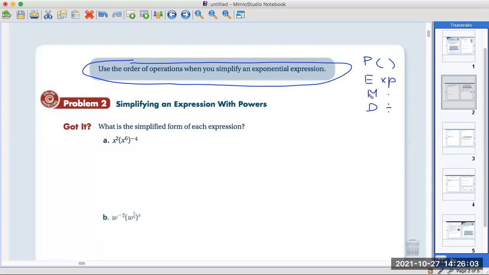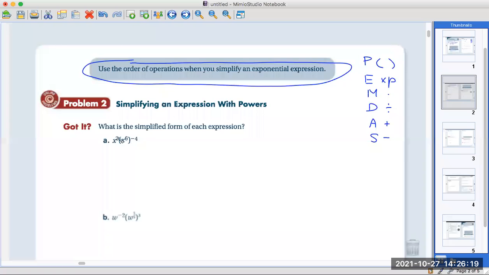These two are equally important. You do them from left to right, whichever comes first. Add and subtract are last. Same with these two. These are equally important. You do them from left to right, whichever comes first, okay?